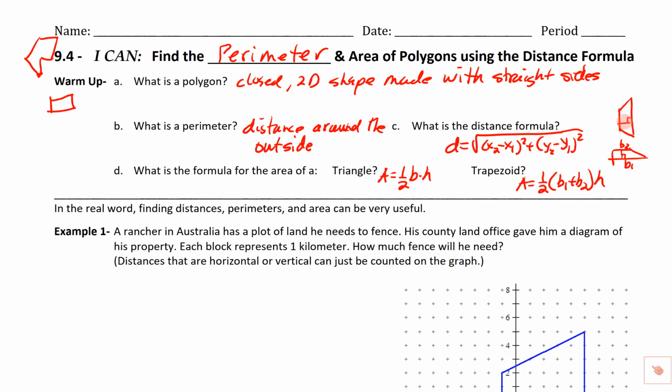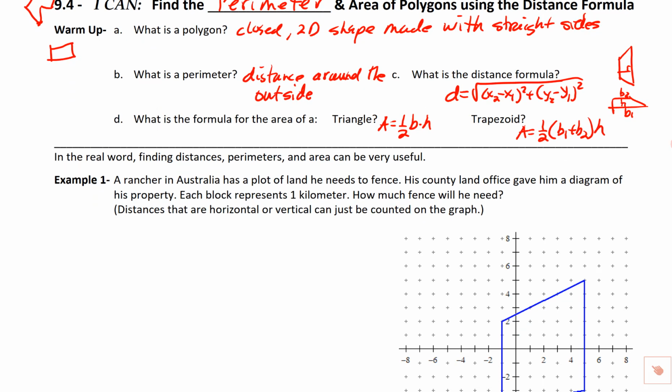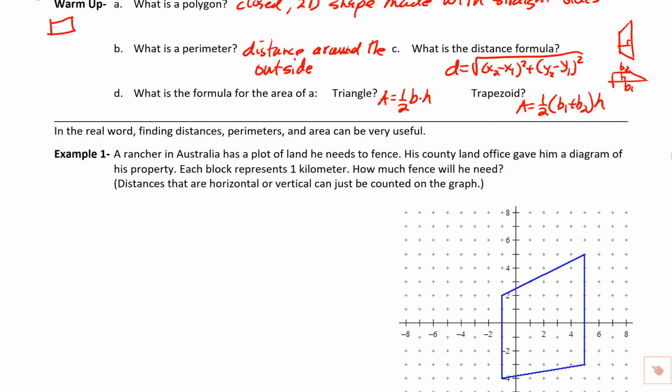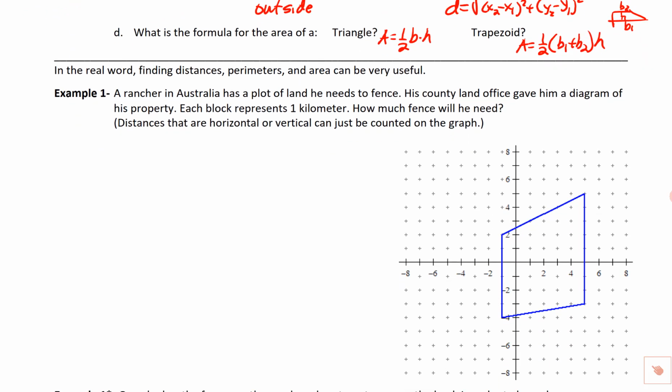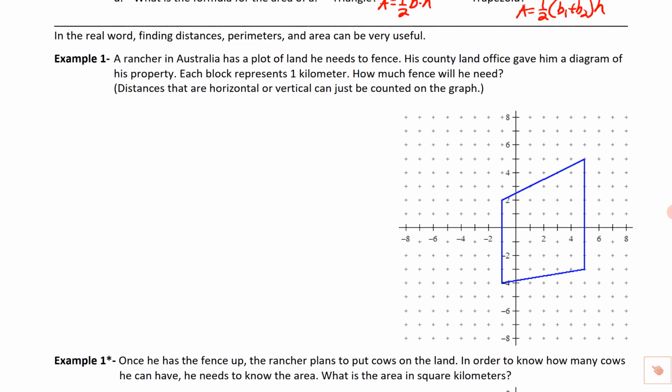Okay, now in the real world, finding perimeters and distances and areas, those can be really useful. So we're going to look at an example right here. It says a rancher in Australia had a plot of land he needs to fence. So he went to his county land office and they gave him a diagram of his property. Each one of these blocks represents 1 kilometer. And it says how much fence will he need. So he's a rancher, he's got to fence things in. And it says distances that are horizontal or vertical can just be counted on the graph.